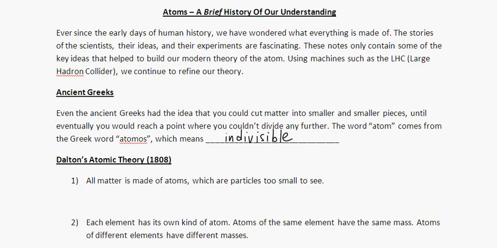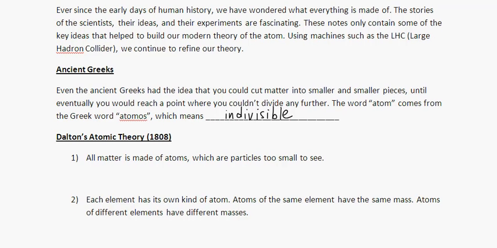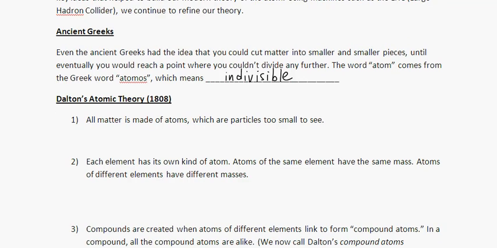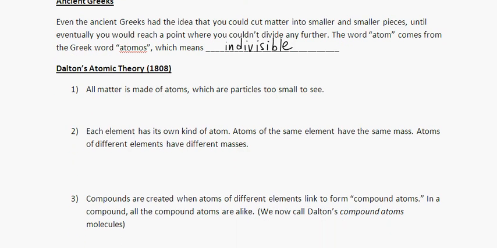For hundreds of years, our understanding of the atom didn't really change all that much. In the late 1700s and early 1800s, scientists started doing some experiments and following the scientific method, and this is sort of the birth of the modern scientific method. So John Dalton was a scientist who came up with this atomic theory.